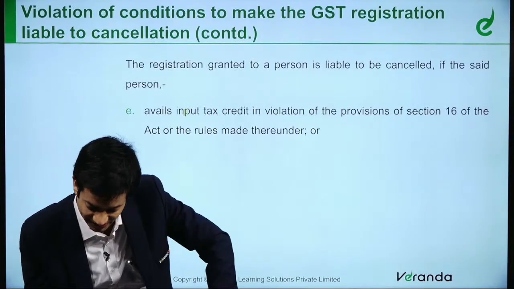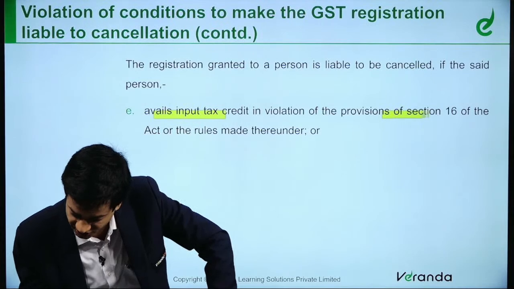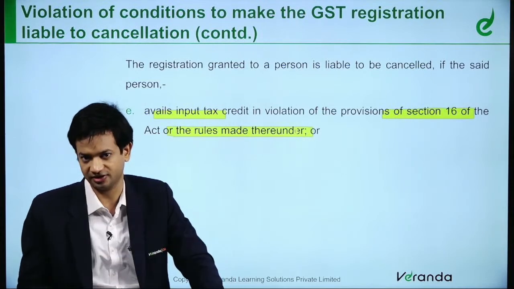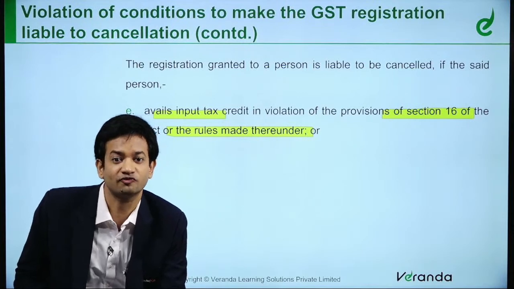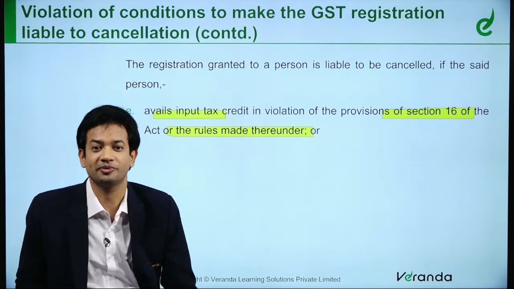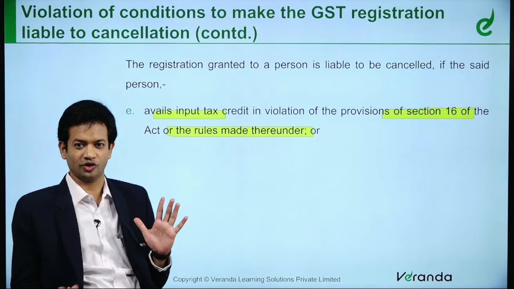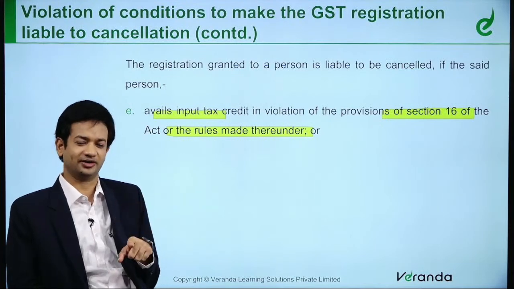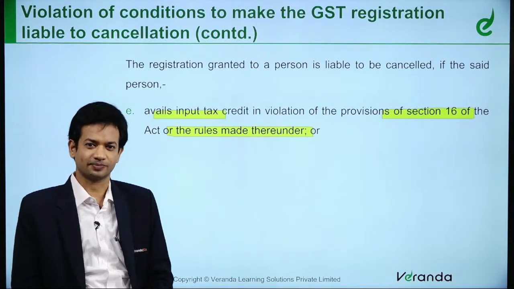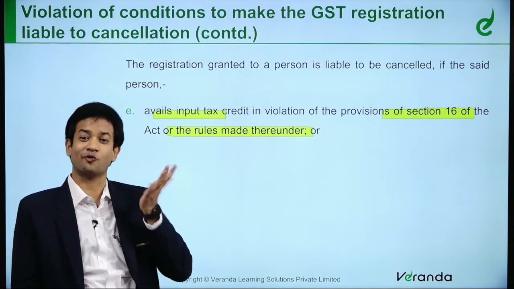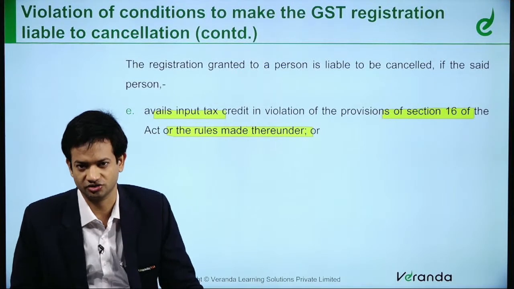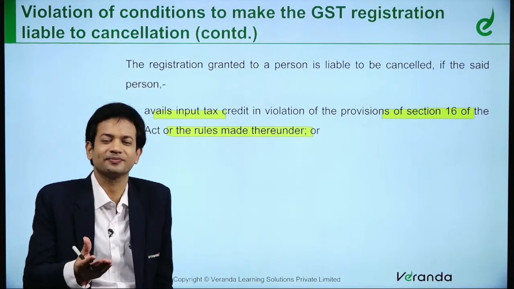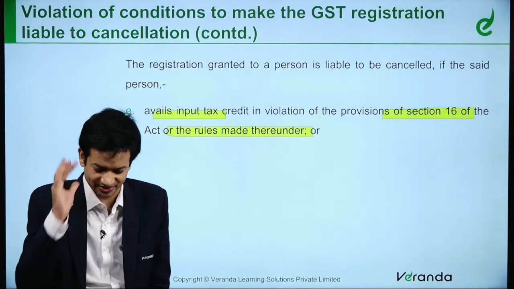First, avails ITC in violation of the provisions of section 16 of the Act or the rules made thereunder. What is section 16? Section 16 says that you can take ITC only after receipt of goods, and only on the strength of an invoice. So if you don't comply, taking credit without receiving invoices, or without receiving goods, you violate section 16, then your registration is liable for cancellation. So they can cancel. As I said, the list is extended. That's it, nothing else here.